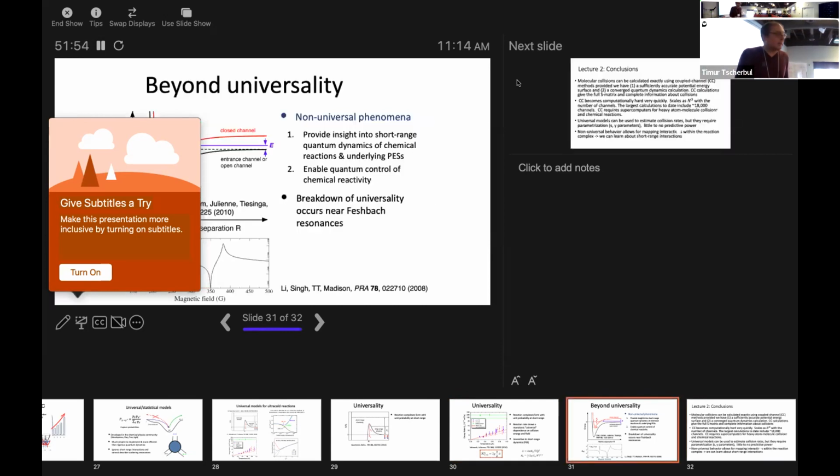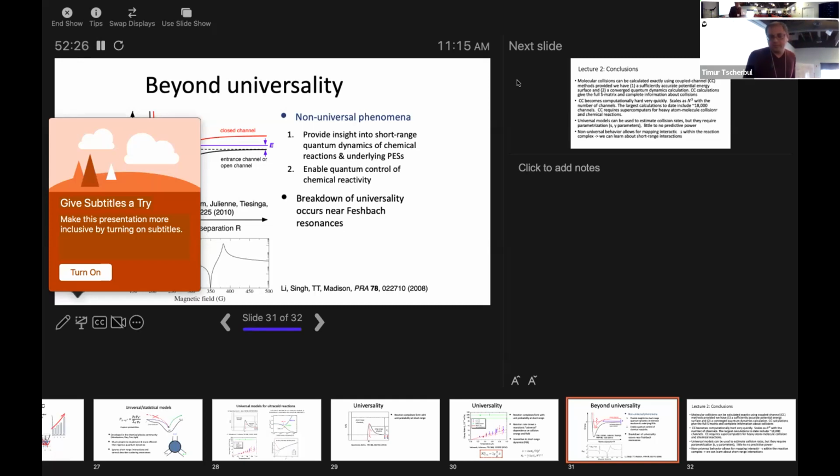for example, there is a recent paper out of the Wolfgang Ketterle group looking at sodium-lithium plus sodium-lithium collisions that observed strong non-universal effects. Depending on hyperfine state, the rate was below the universal value by a factor of 3 to 4. So definitely breakdown of universality is not so uncommon, and people are starting to observe it more and more as these experiments on molecular collisions mature and become more prominent.